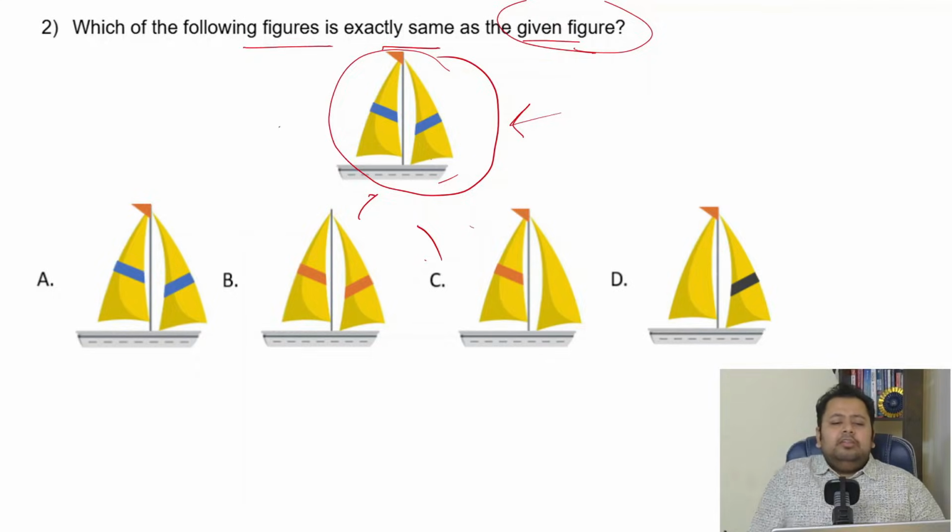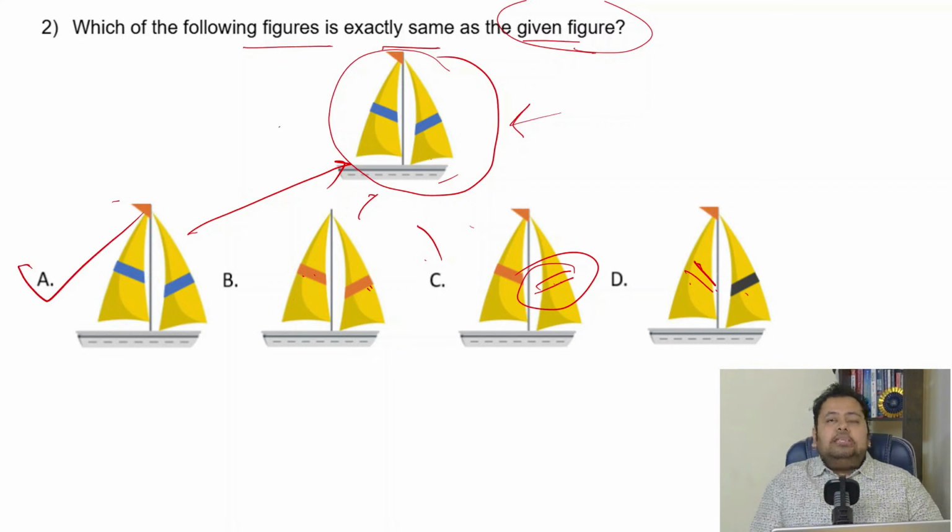Great. I think easy one. So you can see it is directly this one that is exactly the same, right? Here the color has been changed. Here you do not see the pattern on the second flag as well, and here again the same thing, right? The pattern over here is not given. So obviously option number A is your correct answer.